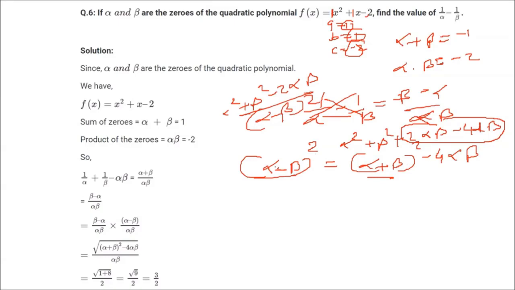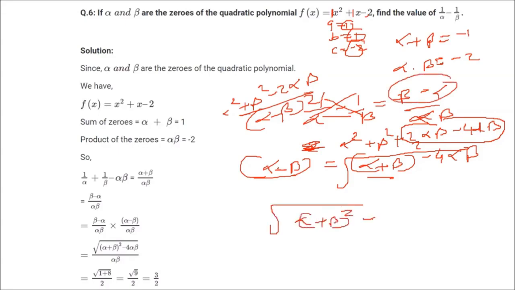If you want alpha minus beta, just root it. I'm replacing this square and putting a root here. So this alpha minus beta can be written like this: under root alpha plus beta whole square minus 4 alpha beta, and alpha beta is already there in the denominator, right? So now alpha plus beta is 1, so put a 1 here. Alpha into beta is minus 2, so put a minus 2 here. So you get 3 by 2.